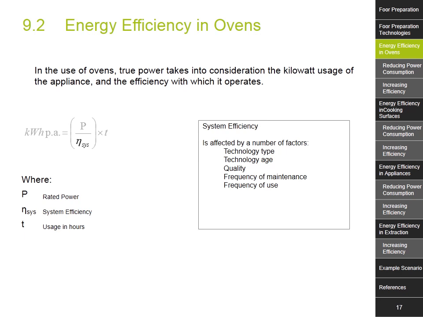System efficiency is affected by a number of factors, namely the type and age of the appliance in question, the quality of its component parts and construction, the frequency and quality to which it is maintained, and the frequency of its use.